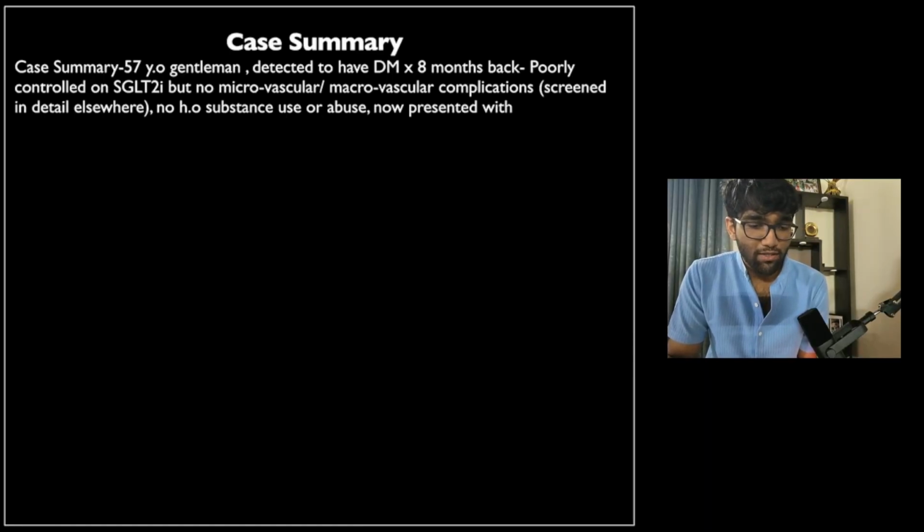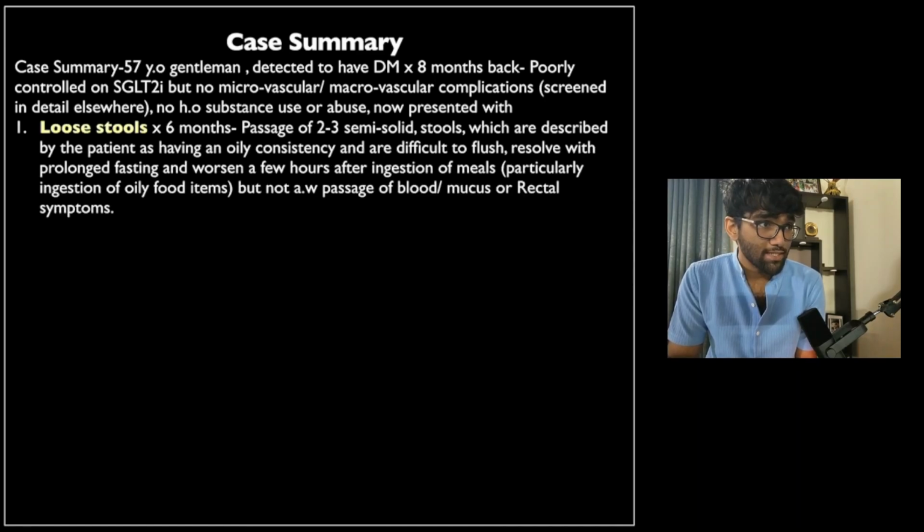So, our case is again a 57-year-old gentleman who was detected to have diabetes mellitus 8 months back. He is poorly controlled on SGLT2 inhibitors and has no microvascular or macrovascular complications. He's been screened for the same elsewhere. There's no history of substance use or abuse, and now he's presented with loose stools for the last 6 months.